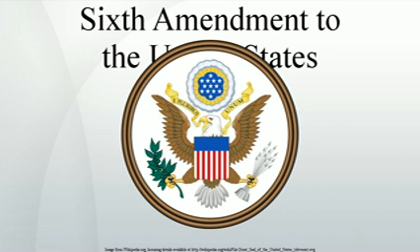Sixth Amendment to the United States Constitution. The Sixth Amendment to the United States Constitution is a part of the United States Bill of Rights that sets forth rights related to criminal prosecutions. The Supreme Court has applied the protections of this amendment to the states through the Due Process Clause of the 14th Amendment.